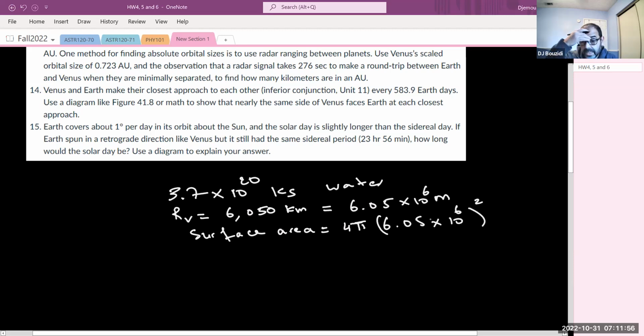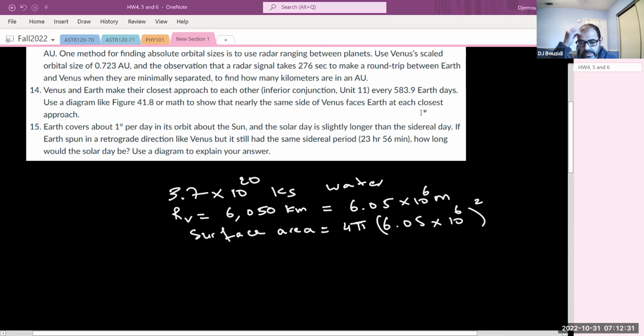So this is the area of Venus, basically. You take all of these numbers. So if I'm doing this number correctly, let me do this again. 4 times pi, I'm doing it on my calculator, by the way, times 6.05, and I square this number. So it's going to be 3.6 times 10 to the power, am I missing pi squared? Yeah, that's correct. So 3.6 times 10 to the power 13, basically.